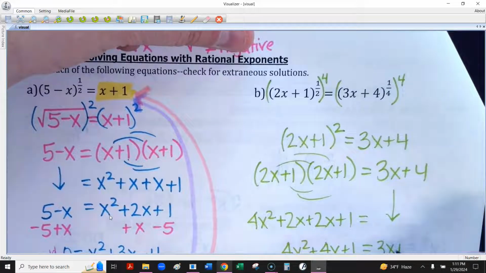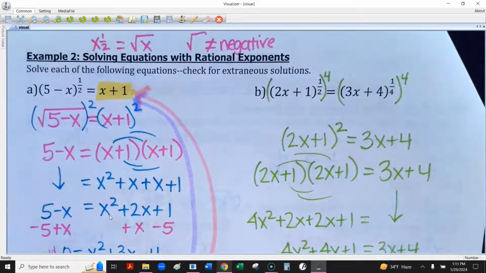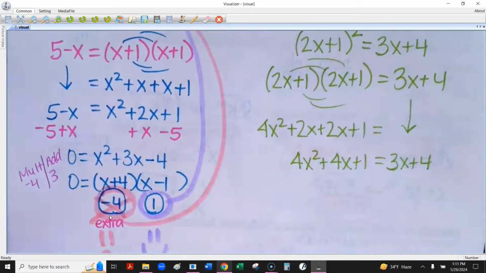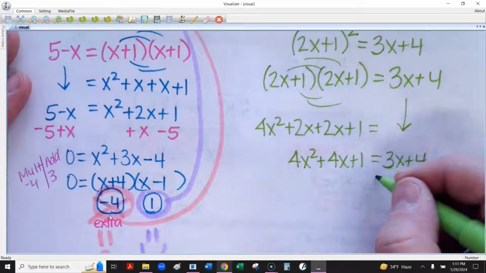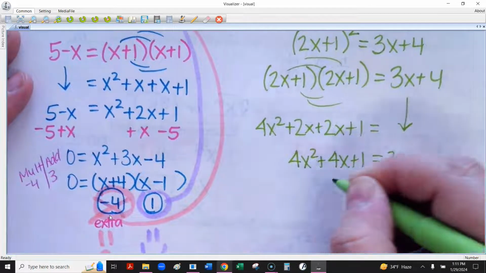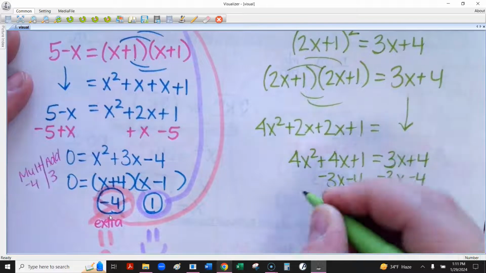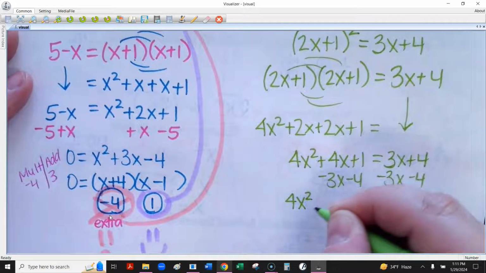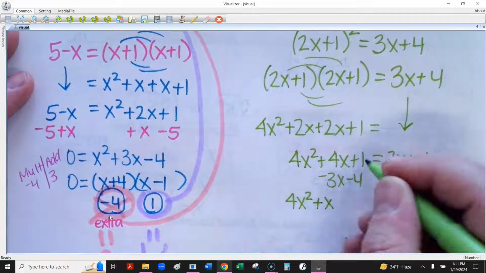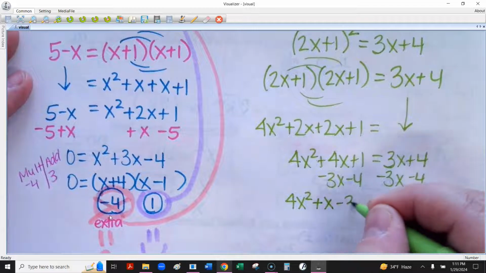3x plus 4. Oh my goodness, sorry guys. I'm really bad at staying on the screen today. Okay, I'm going to set this equal to 0. So subtract 3x, subtract 4. And so we're going to get 4x squared plus x, and then minus 3.